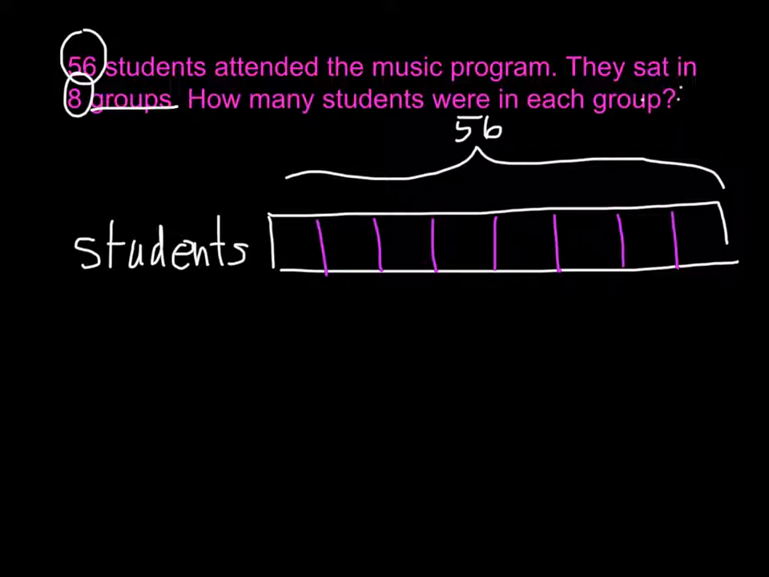Okay, so now our question is, how much is each of these little sections worth? In order to figure that out, we will take 56 and divide it by the number of groups we have, which is 8. And since I know that 7 times 8 equals 56, I know that 56 divided by 8 must be 7. So there are 7 students in each group.